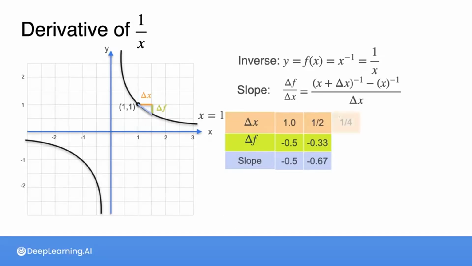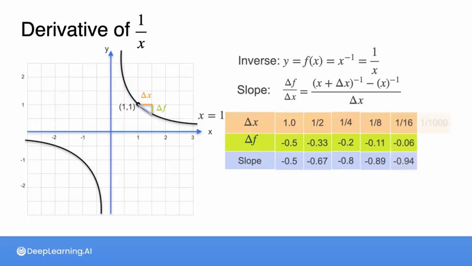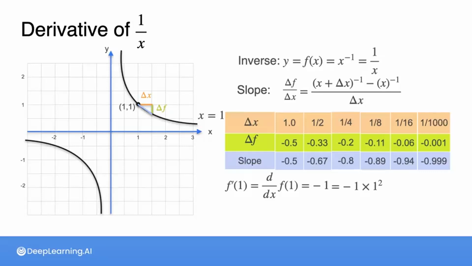Now let's do some more, and again I'll go a little fast with the calculations. For 1/4 the slope is minus 0.8, for 1/8 is minus 0.89, for 1/16 is minus 0.94, and for 1/1000 it's minus 0.999. So as you can see, this converges to minus 1, and so the derivative here is negative 1. This is negative 1 times 1 squared, which is actually the value, because when f of x equals x inverse, then the derivative is minus 1x to the minus 2.